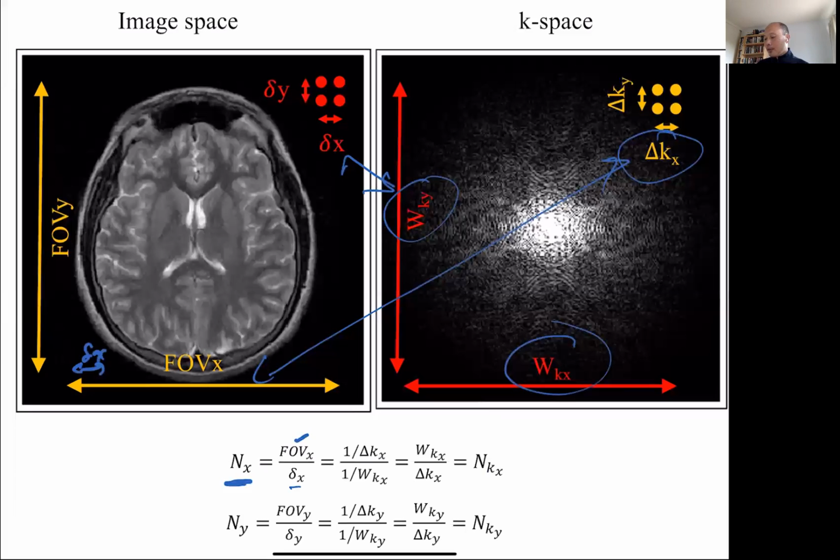All right, so that's FOV over delta x. But I can write FOV as 1 over delta kx, and I can write delta x as 1 over w kx, all right? And therefore, I can write this as w kx over delta kx. And w kx over delta kx is just how many samples I have in Fourier space, right? So w kx is the width, and delta kx is the sampling period. So that's how many samples I have in Fourier space. So there's this nice relationship that the number of samples in Fourier space equals the number of samples in the image space, right? And that's just a nice sanity check you can do.